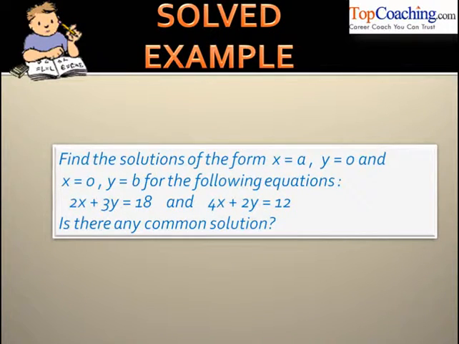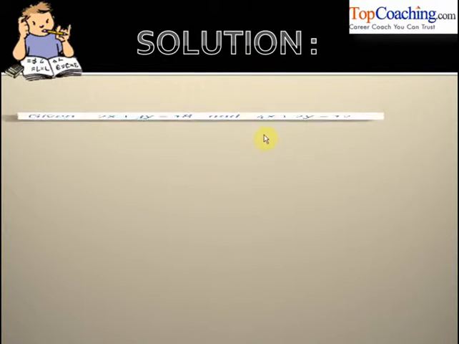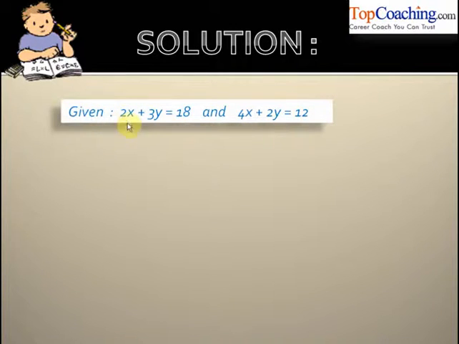So in this problem we have been given two equations and we have to find the solutions of the form x equal to a, y equal to 0 and x equal to 0, y equal to b for these two sets of equations. And then further we have to see whether there is any common solution to both these equations. So let's try to solve it. Given to us are two equations 2x plus 3y equal to 18, 4x plus 2y equal to 12. So we have been given two linear equations in two variables.